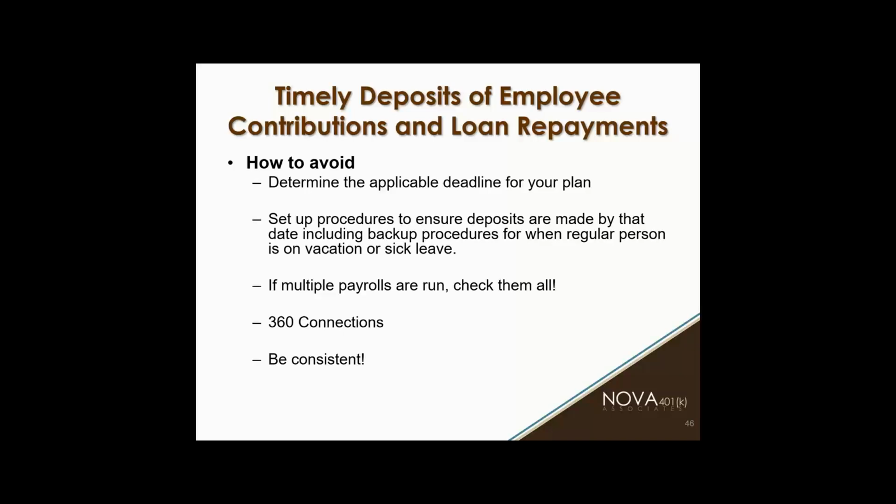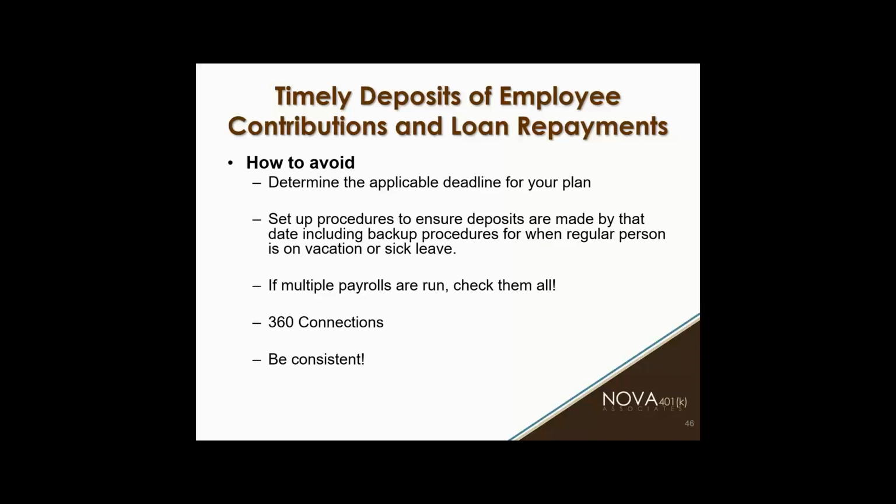Some of you may have 360 connections. These are where there's an automatic process where the money is sent over automatically from your payroll system to your investment provider, right? That's the best possible deal, because it should be impossible to have late contributions if you're doing that. The downside is, in order to do that, you really have to set up this 360 connection and then supply all the data on everybody to the record keepers, the investment companies.